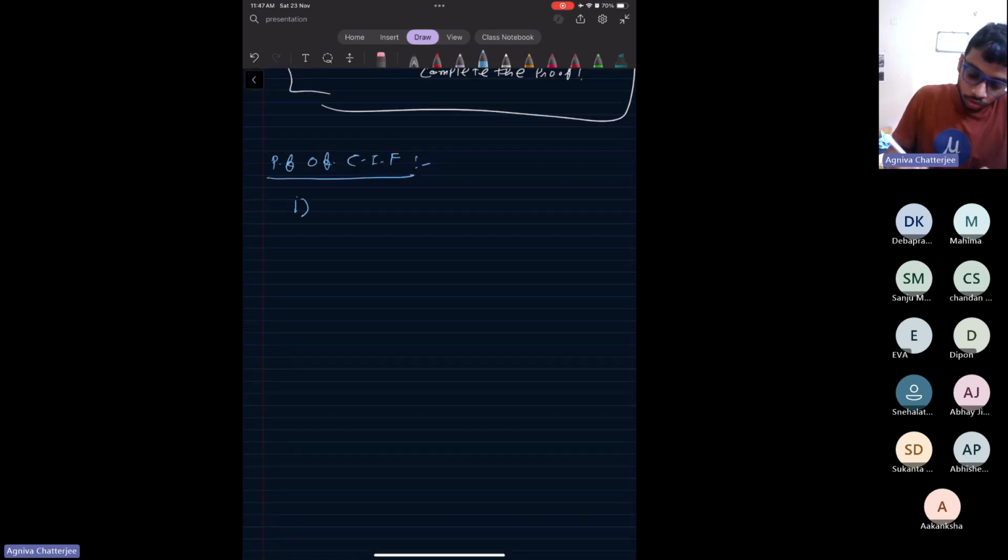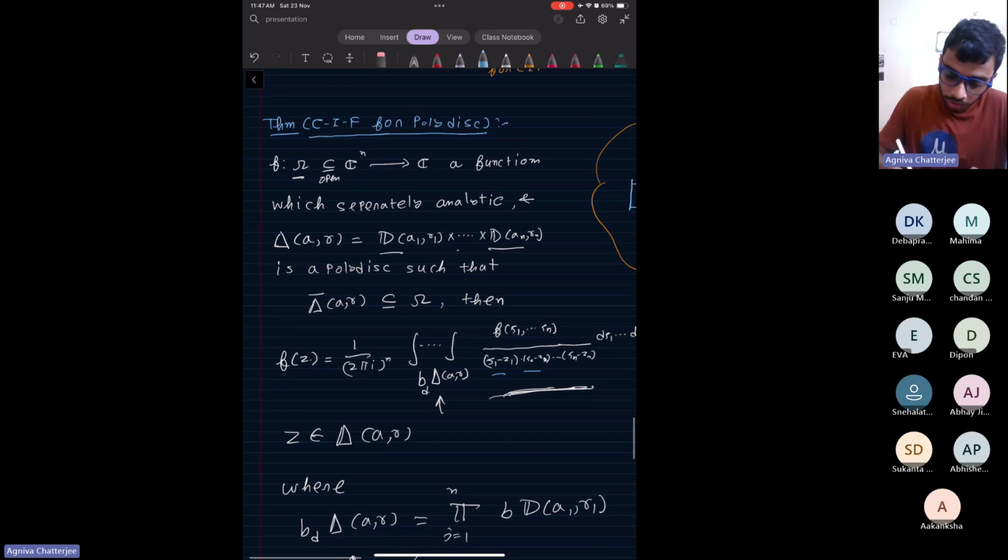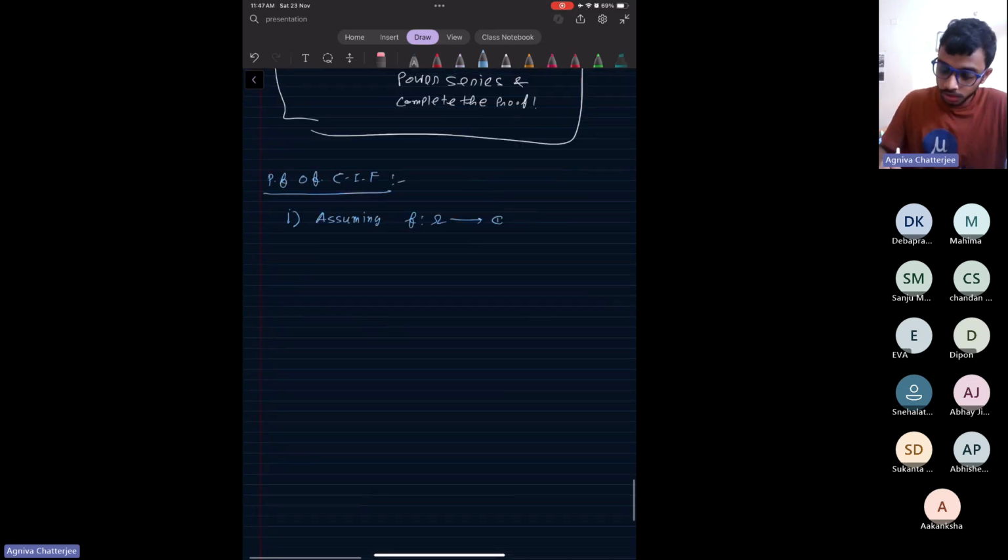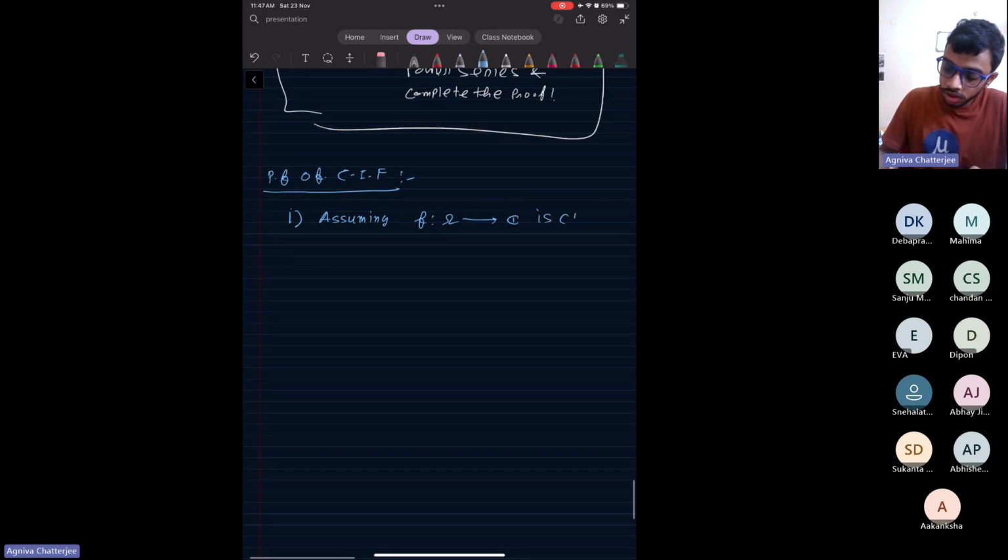There are actually two steps, and basically two cases. Assuming f to be continuous, if I assume additionally that this function is continuous, this proof becomes very, very easy. Omega to C is continuous. Then this follows from induction and just a Fubini theorem, which gives you the result, the Cauchy integral formula.